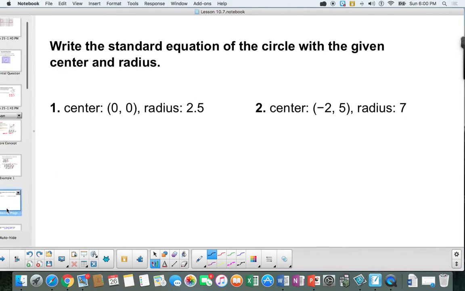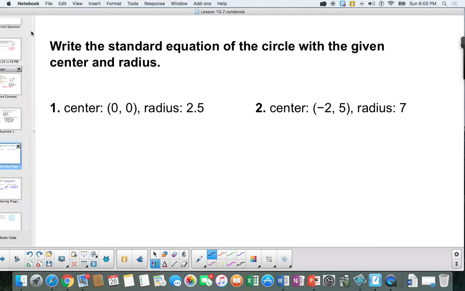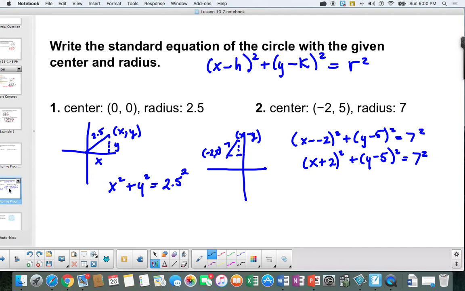Okay, your turn. Stop the screencast and see what you can do. And here's the answer. Here's the standard form when (h, k) is not (0, 0). This one happened to be (0, 0), so really all I had to do was put the 2.5 in for the r. In here, I substituted negative 2 in for h and 5 in for k, cleaned things up a little bit, and that was my equation.